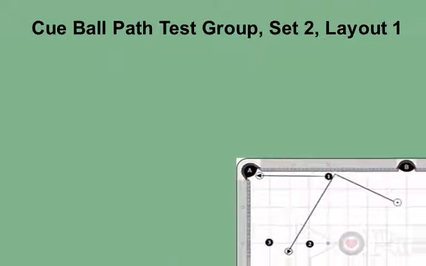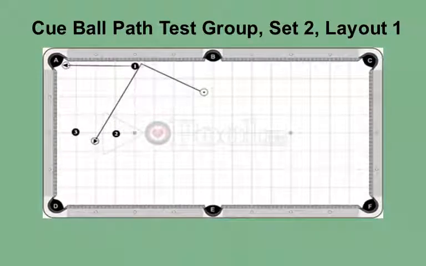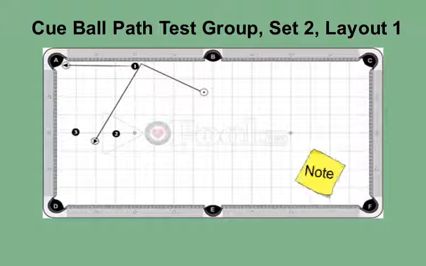This is the Cue Ball Path Test Group, Set 2, Layout 1, for advanced level players. The first thing to do on this setup is to get the object ball into the pocket. If you don't do that, anything else does not matter. You need to come off the object ball and send the cue ball in the target path shown. Please note, this requires that the cue ball come into the long rail with running English. For this angle out of the long rail, a soft cue ball speed will work the best.